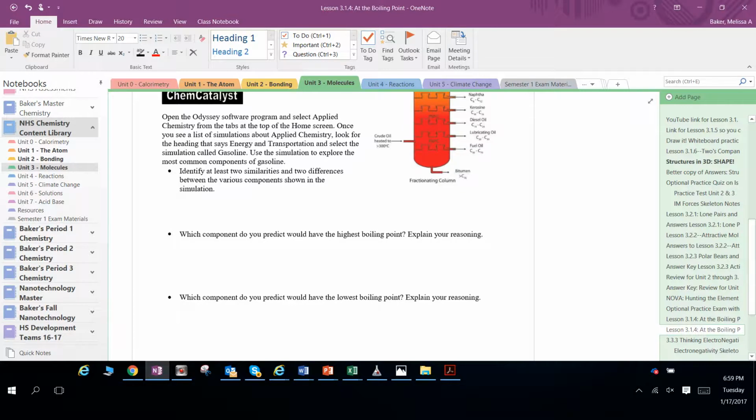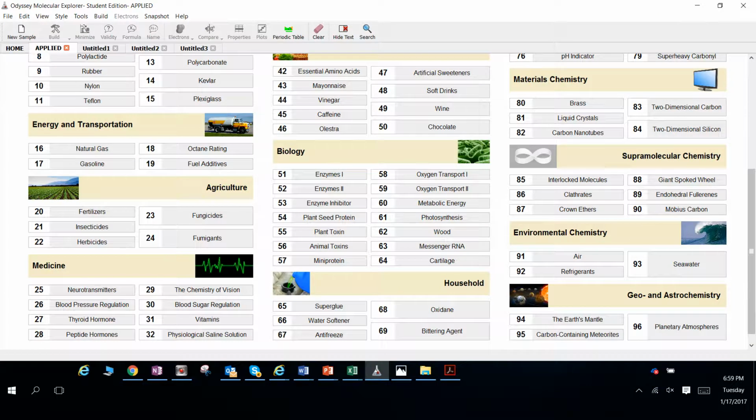It wants us to find two similarities and two differences between the various components shown. It wants us to figure out which thing we think would have the highest boiling point and which component we predict would have the lowest boiling point. So let's take a look in Odyssey under Energy and Transportation, the gasoline.